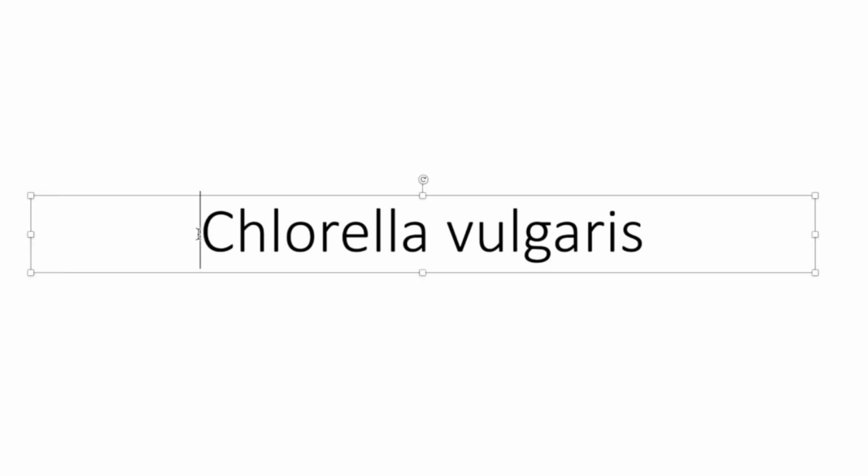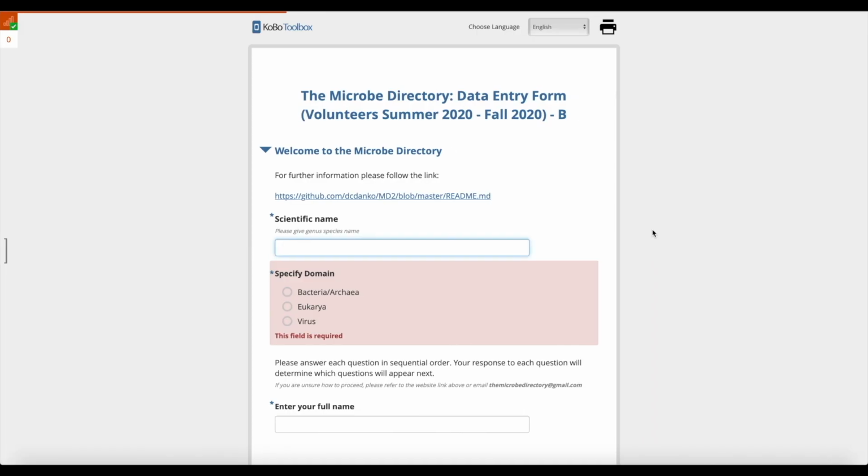So what I'm going to do is copy paste the name exactly as it appears. It's going to appear in your email. Here it appears on a slide. So I'm going to copy and paste it exactly into the scientific name section in the data entry form. Okay, so let's get annotating.